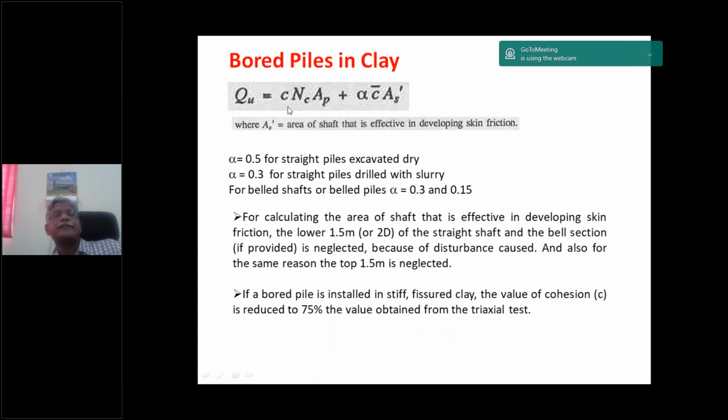For bored piles in clay, the formula is Nc Cp Ap plus alpha Ca As. Alpha is 0.5 for straight piles excavated dry. Alpha equals 0.3 for straight piles drilled with slurry. For belled shafts or belled piles, alpha equals 0.3 and 0.15. For bored piles installed in stiff fissured clay, the value of cohesion is reduced to 75% of the value obtained from the triaxial test.